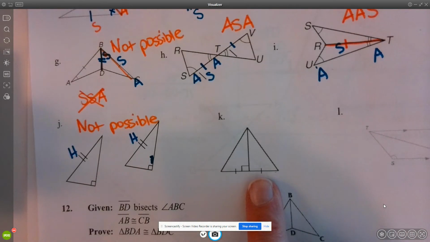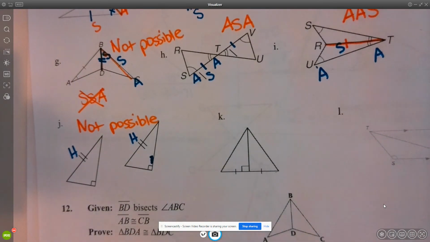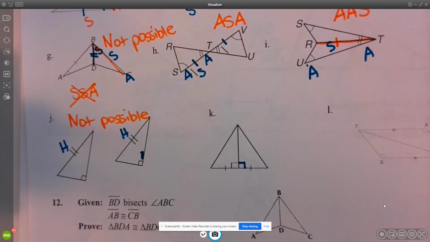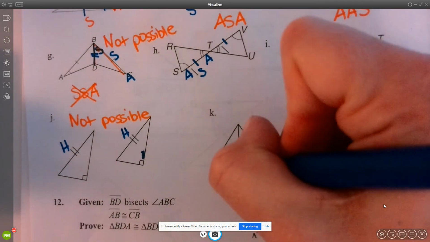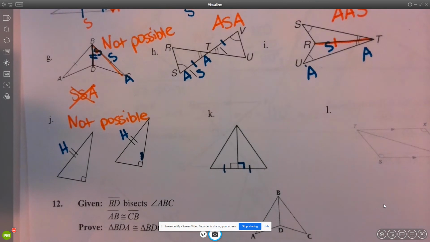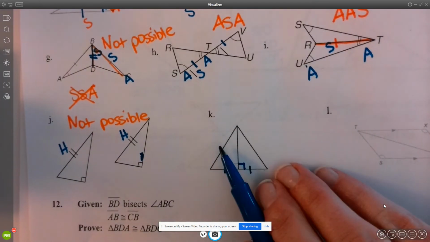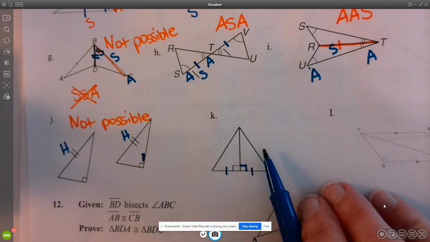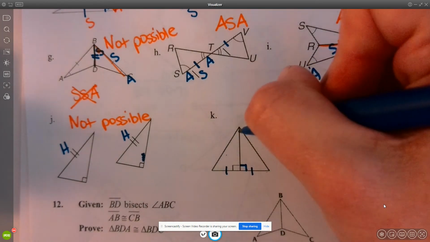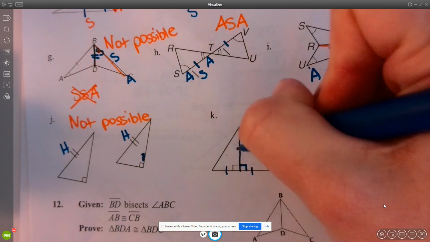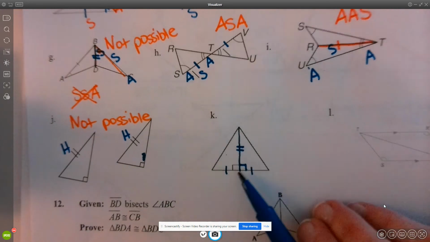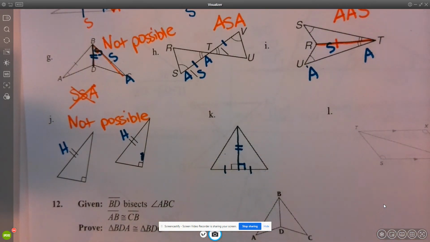In K, notice that we have right triangles. This one is a right triangle, which means this angle must be a right angle, and this is a right triangle. One of their sides, one of their legs, is congruent. I don't know anything about these sides. I don't know if their hypotenuses are congruent. There are no tick marks there. However, I can add a tick mark on this side because they both share that side. So by the reflexive property, this side is congruent to itself.